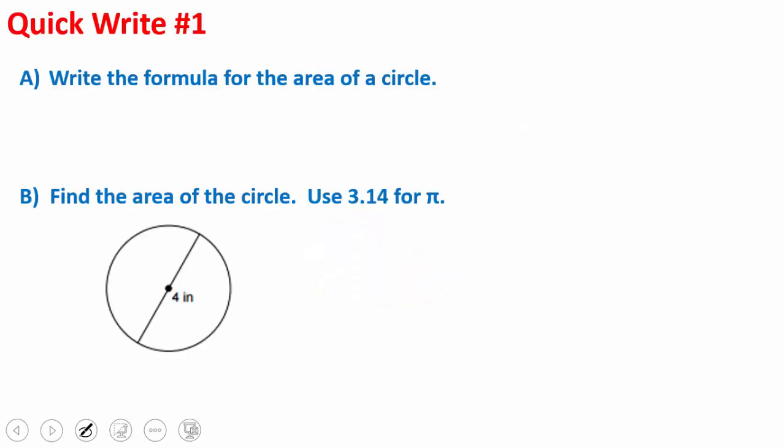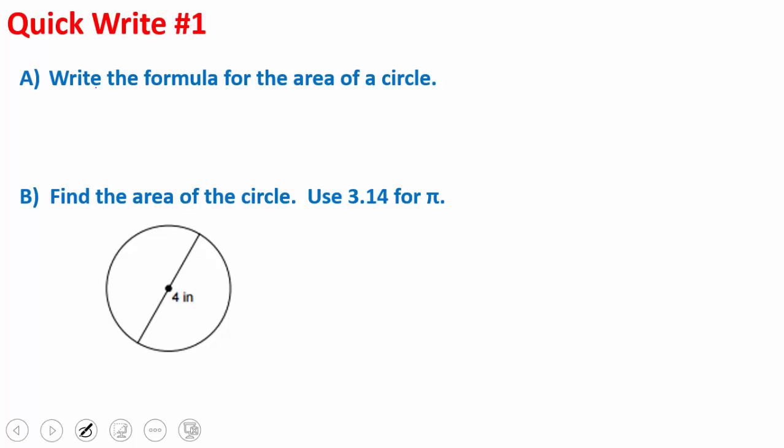All right, let's go right on into our first quick write today. There are 2 parts to it. First, I want a complete, wonderful sentence or 2 to write the formula of the area of a circle. So you might say, to find the area of the circle, you must multiply the radius squared times pi, and then put the formula down. So some sentence like that.